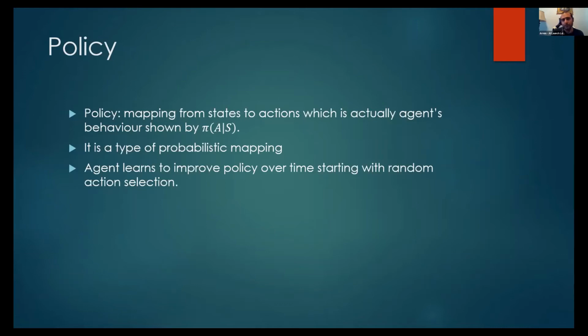And the agent, over time, when it interacts with the environment, learns to improve the policy by starting with random action selection. So at first it starts with random action selection, and over time, when the policy is modified, we can say that the agent has learned and knows in which situation to take which action.